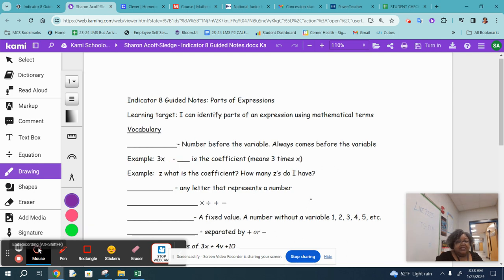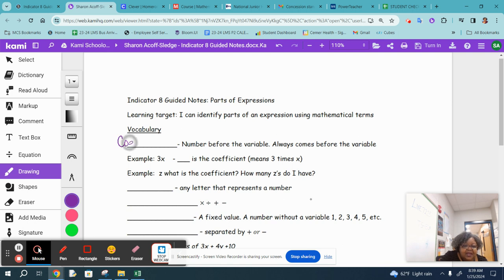The learning target is: I can identify parts of expressions using mathematical terms. That's very important. So we don't want to say that thingy or whatever. Okay, so this one, it's a long word that means a short thing. Coefficient. You will use that term in every math course from now on, including college. You need to know what a coefficient is.